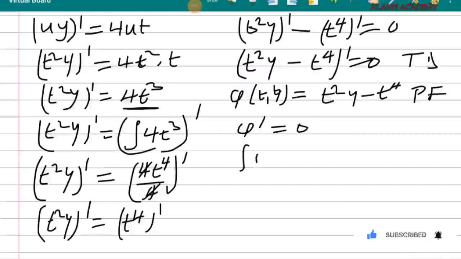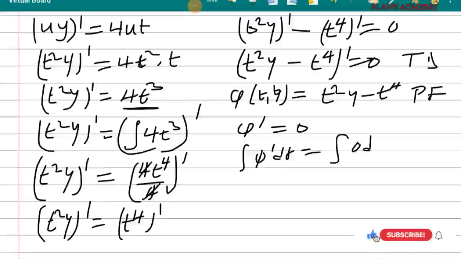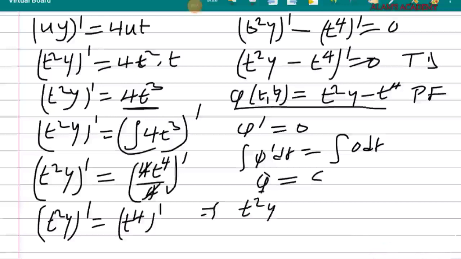Integrating both sides, I have phi prime with respect to t is equal to 0 with respect to t, and phi will be equal to c, implying that t squared y, because the phi here is equal to this. So now that we got phi to be equal to c, I rewrite it as t squared y minus t exponent 4 is equal to c.